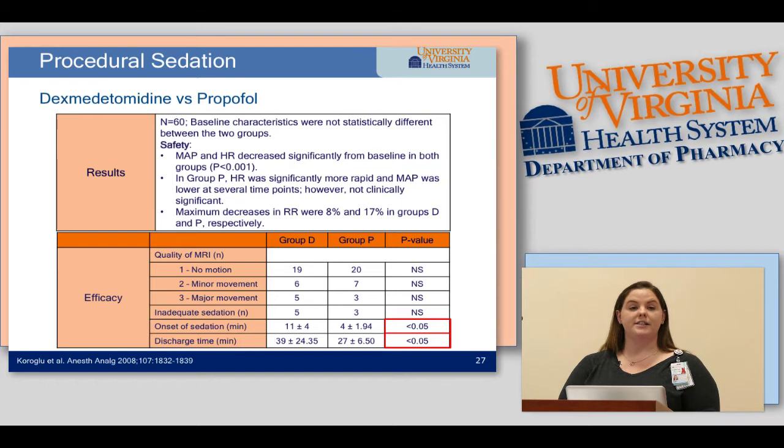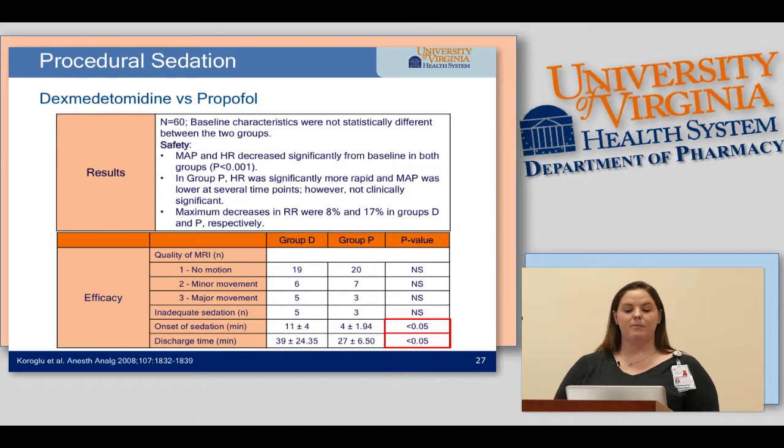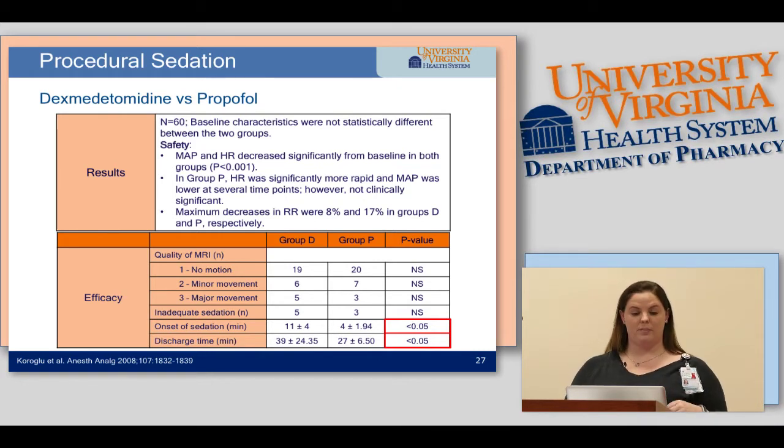The results of this study included 60 patients, and baseline characteristics were not statistically different between the two groups. For the safety parameters, both MAP and heart rate decreased significantly from baseline in both groups, and that's when they were compared within their own population.